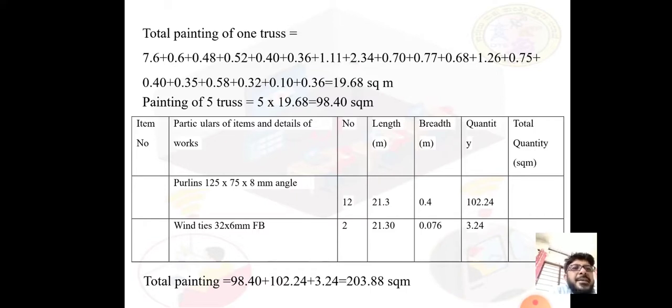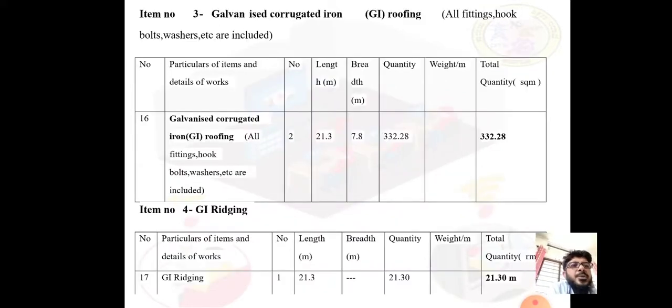Then purlins, again we have to calculate the perimeter of the purlin. So for section 125 into 75 into 8 mm, we get perimeter of 0.4, and its length is 21.3, and a total of 12 purlins are there. So quantity of painting is 102.24 square meter. Then we have two wind ties of 21.3 meter, so we got quantity of 3.24. So total painting we got 203.88 square meter. Now this is the total painting, the second item.